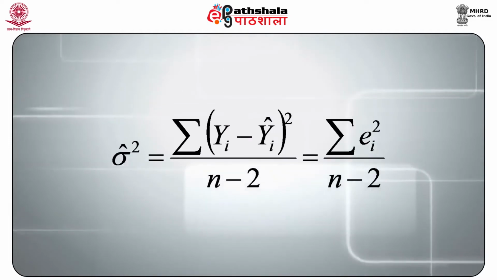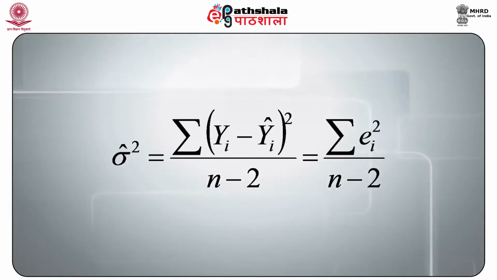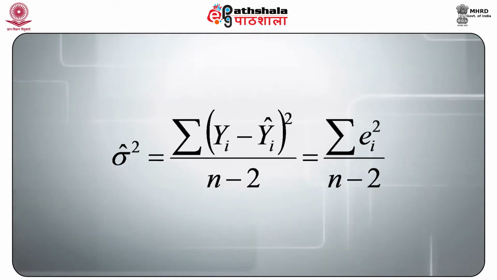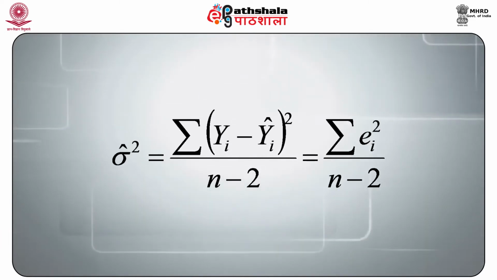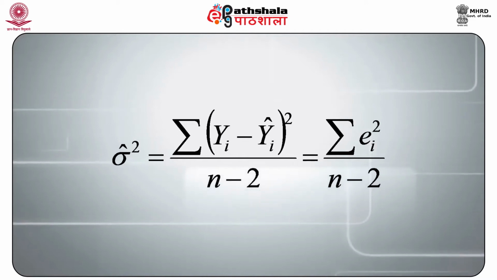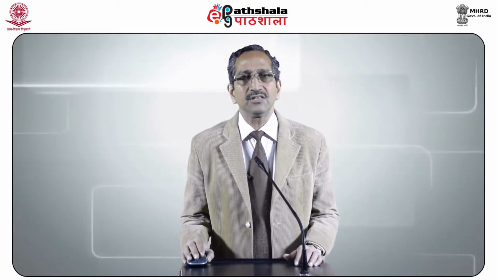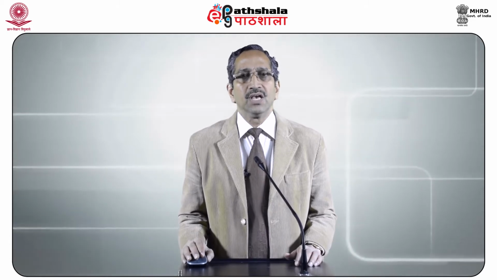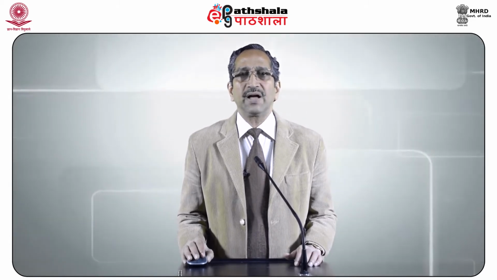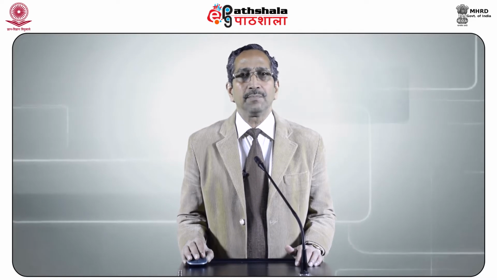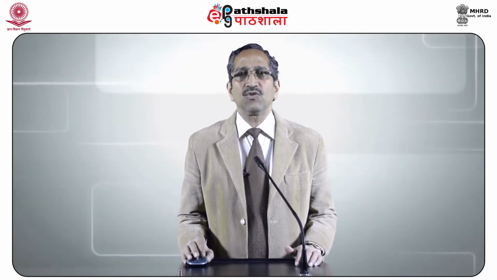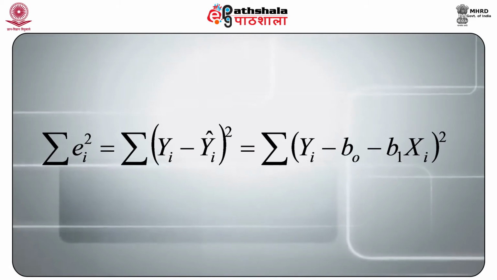So, how do we define sigma hat square? This is equal to summation of (yi minus y hat) whole square divided by n minus 2, which is equal to summation ei square upon n minus 2, and we have denoted it as the fifth equation. We also know that sigma hat square, which is also equal to sigma 0 square, is an unbiased estimator of sigma square.